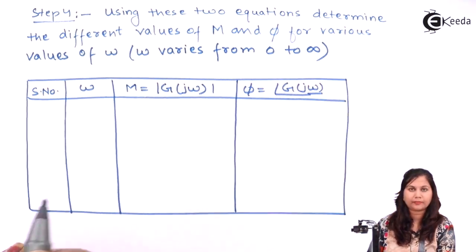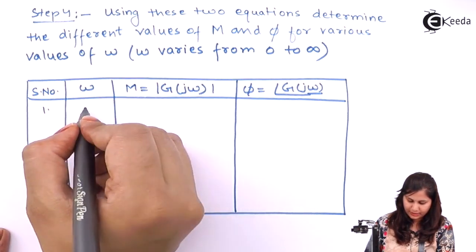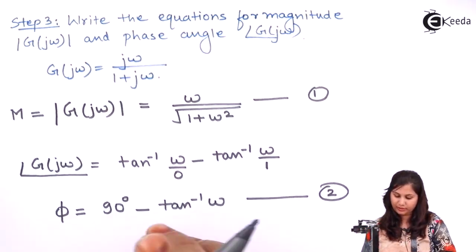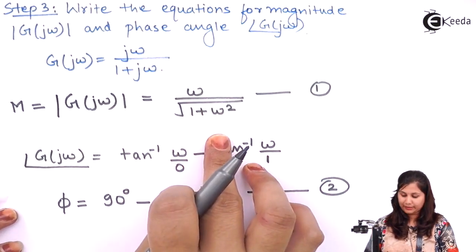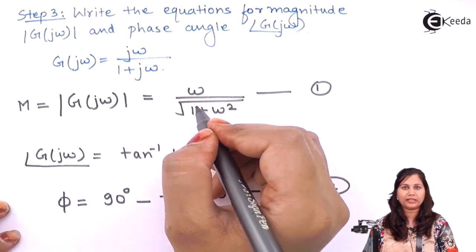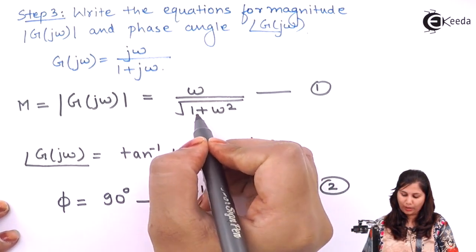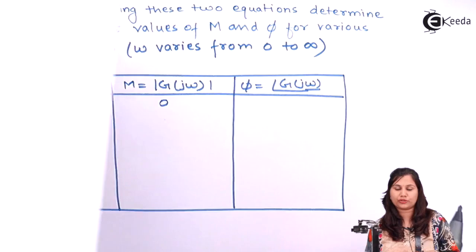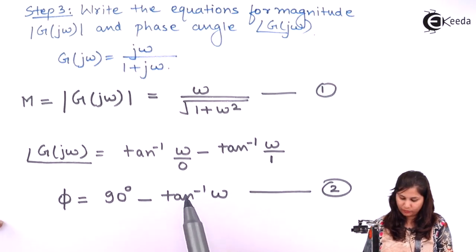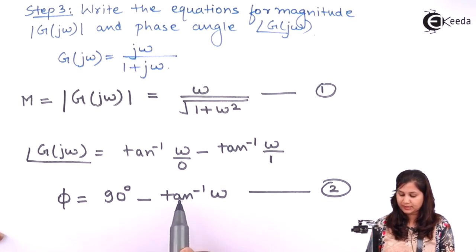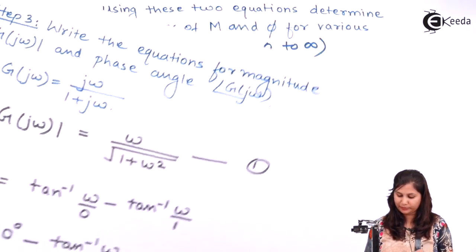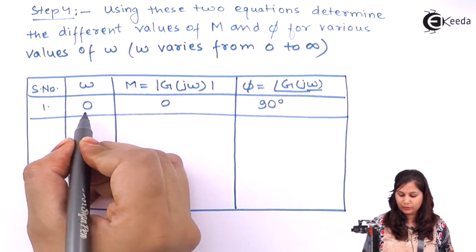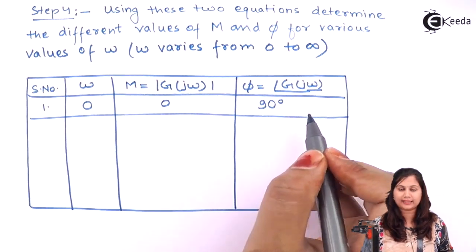Our first value is 0. We have taken omega as 0. Now magnitude is omega upon under root of 1 plus omega square. Put the value of omega here as 0, so 0 upon 1 plus 0, which is 1. So our magnitude will be 0 for omega equals to 0. Now tan inverse of 0 is 0, then 90 degrees minus 0 is 90. So our phase angle will be 90 degrees. So for omega equals to 0, magnitude is 0 and phase angle is 90 degrees.